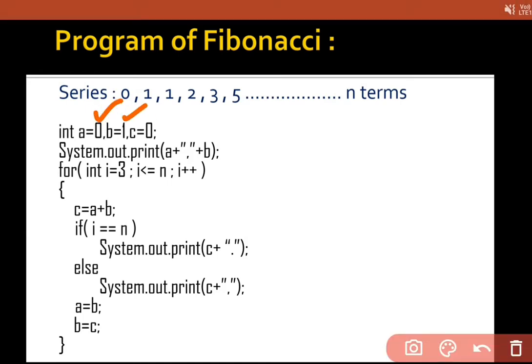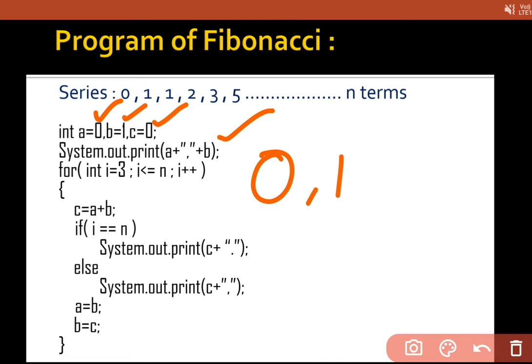A and B were constant. I want to add them and store in C. I don't have the value of C, that's why I'm storing 0. Firstly, I want to display A and B together. But see what happened. A and B together, when I am displaying, what will happen? Means 0 will be displayed and 1 will be displayed.